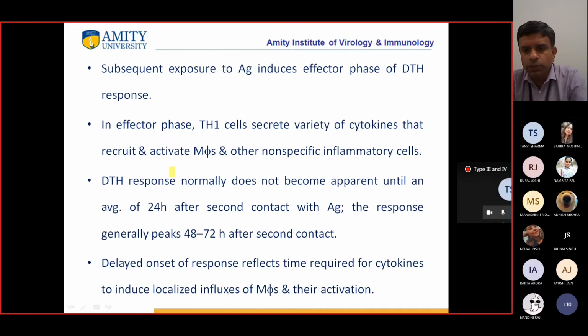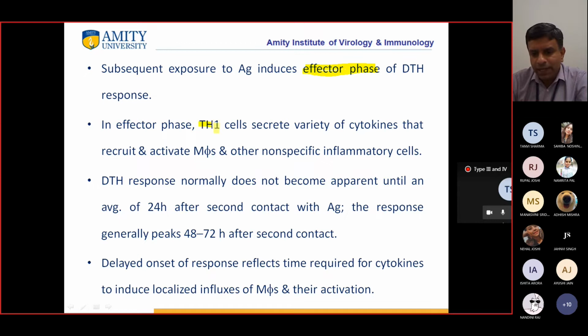Subsequent exposure to antigen induces the effector phase of DTH response. So the second phase is your effector phase. The first phase was sensitization phase. The second phase is effector phase. Okay. Now what happens in effector phase? T helper 1 cells secrete a variety of cytokines. Now those cytokines recruit and activate macrophages, right?